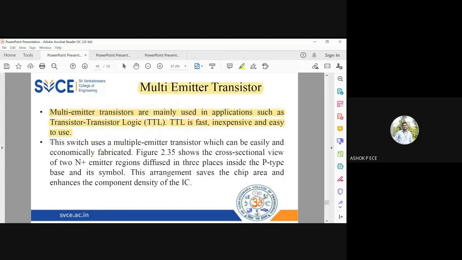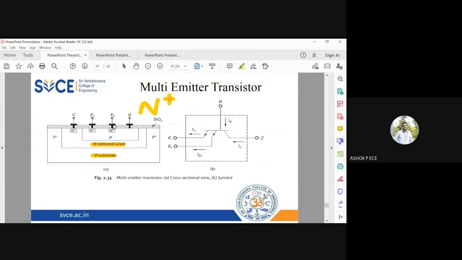See here, the first thing is why we are going for multi-emitter transistors. Fabrication is very simple. In a normal transistor, I am going to add one extra terminal. Already everything is existing. In a normal transistor you will not have this E2. This E1 will be called E. So in the multi-emitter transistor, I am going to rename E as E1. I am going to add one more emitter, E2, in this P region.